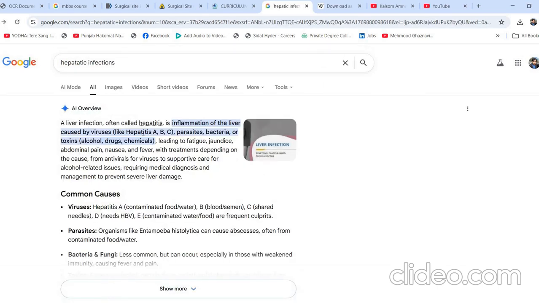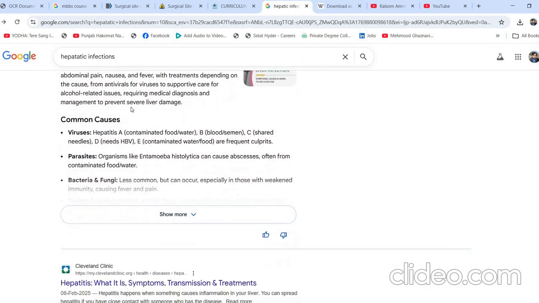Causes include viruses A, B, C, parasites, bacteria or toxins. Symptoms include fatigue, jaundice, abdominal pain, nausea, and fever. Treatment depends upon the cause: antiviral drugs for viruses, and supportive care for alcohol-related issues, requiring medical diagnosis and management to prevent severe liver damage.